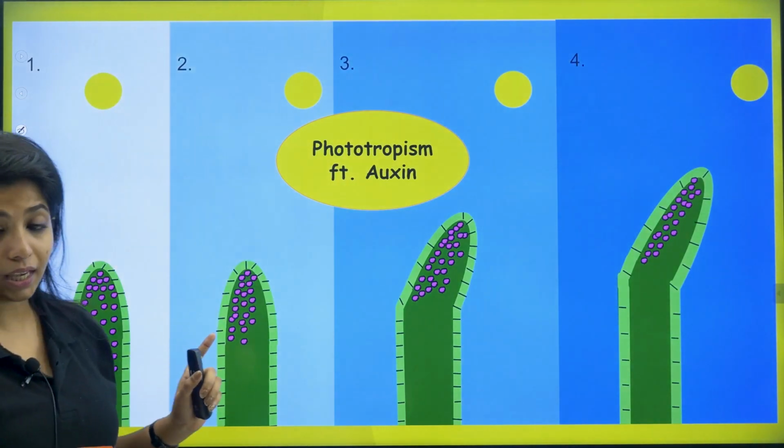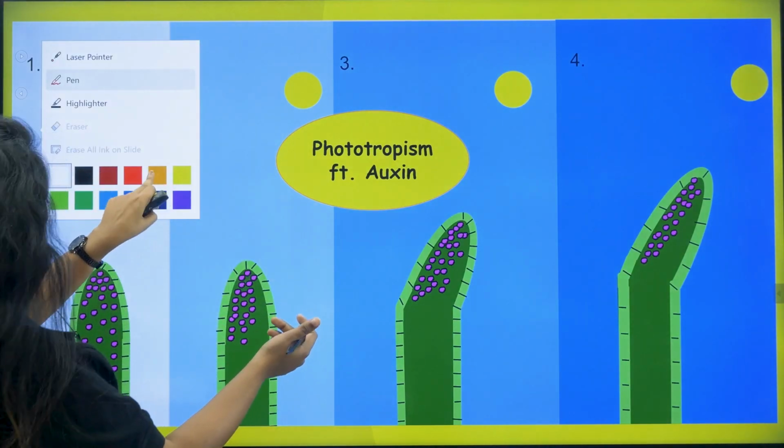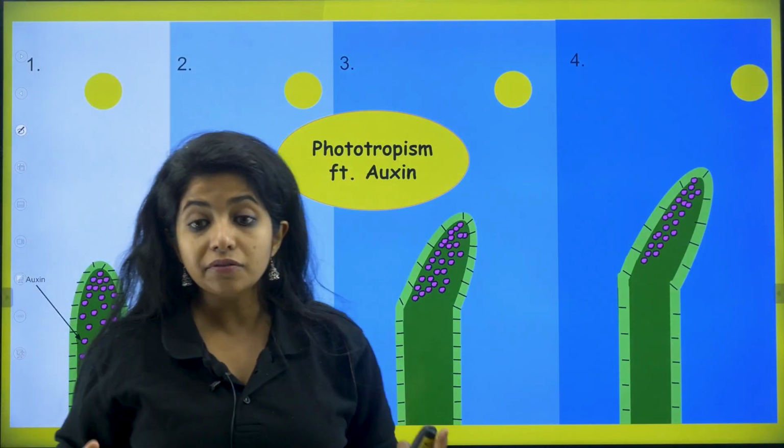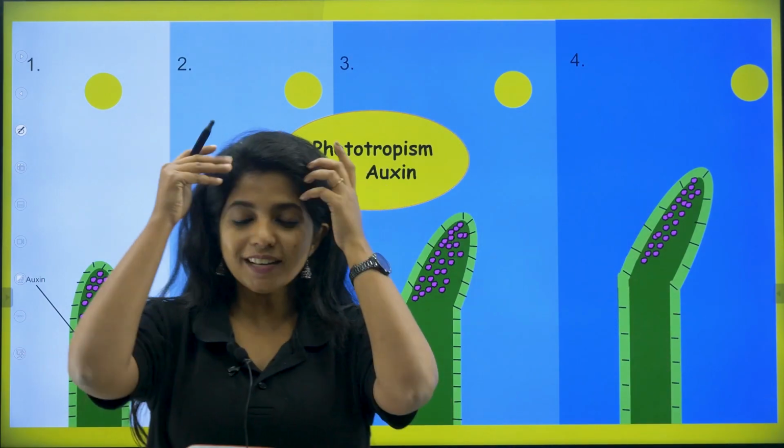Cool. Now next thing. This is how it actually works. There is a hormone, I told you, in the case of plants, they do not have a nervous system to control them. Instead, they have what? A hormonal system to control them. So how does it work?